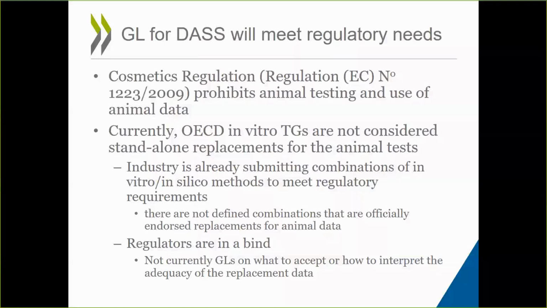So what we're talking about here is a defined approach guideline that would be eventually officially endorsed as a replacement for animal data. This, as I said, would meet the regulatory requirements because there is some challenge to how regulators interpret the data coming from industry, given that there isn't an existing test guideline at this point.